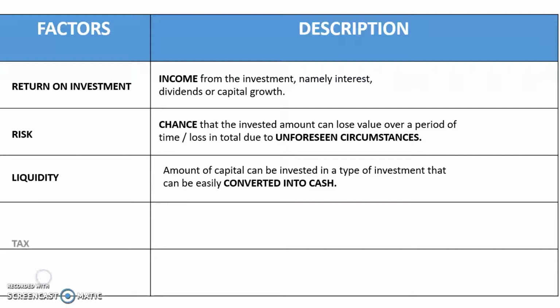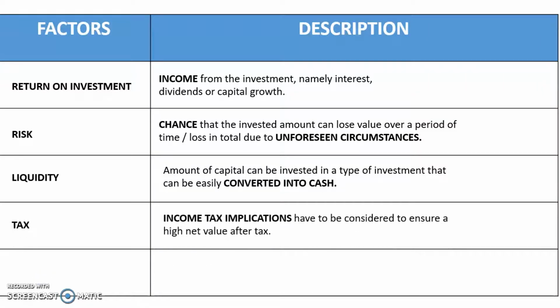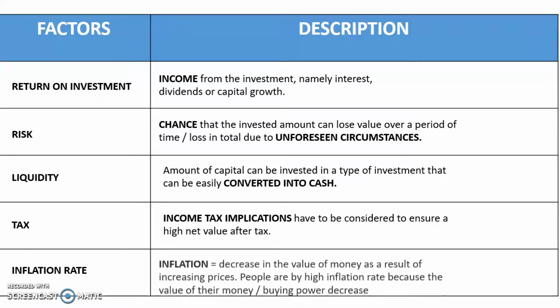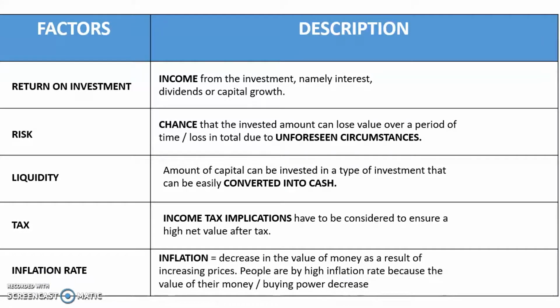The fourth factor is tax. Oh yes, SARS, that tax, income tax implication. All the money that you receive in the form of investments, there will always be tax implications for that, right? Inflation rate. This is our enemy in destroying our wealth, and this is inflation decreasing the value of our money as a result of increasing prices, like for instance food.